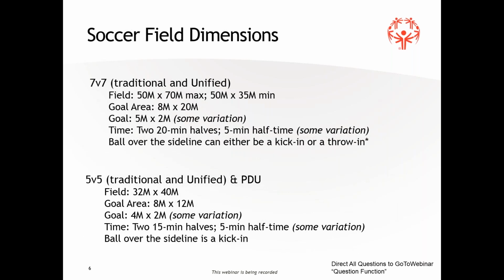Soccer field dimensions, I'm not going to go over this. It's the same as always. 7v7 is two 20-minute halves with a 5-minute halftime. If we're running behind or anything like that, we can lower your halftime. Typical game is a 20-minute half, 5-minute halftime for 7v7. For 5v5, it is a 15-minute half and a 5-minute halftime. For 7v7, the ball over the sideline can either be kicked in or thrown in. And for 5v5, a ball over the sideline is an automatic kick in, not a throw in.